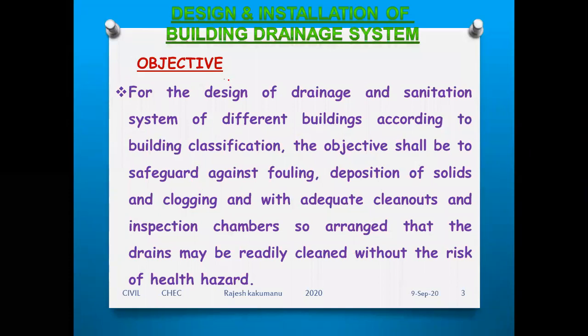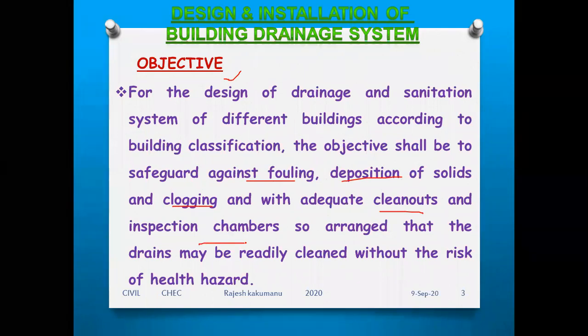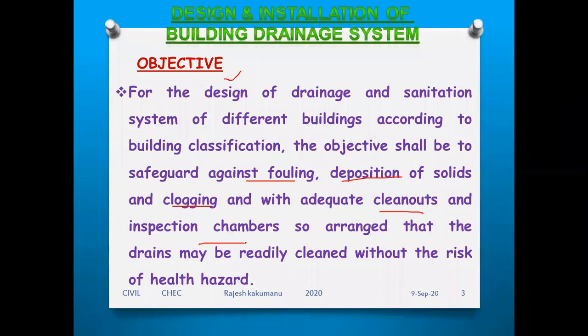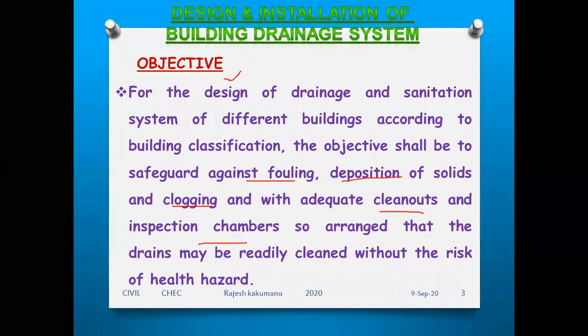So what is the main objective of this building drainage system? The main objective of the building drainage system is to safeguard against fouling, bad smell, deposition of solids, and clogging of material, with adequate cleanouts and inspection chambers, so that the drains may be readily cleaned without the risk of health hazard. So the main objective is the easy flow of the wastewater into the drain, and also to maintain proper hygiene for the people living in the building.